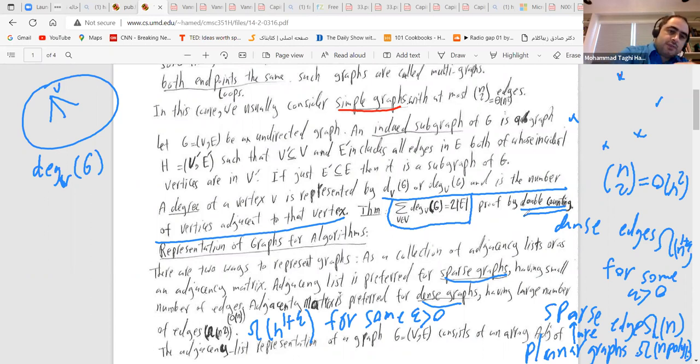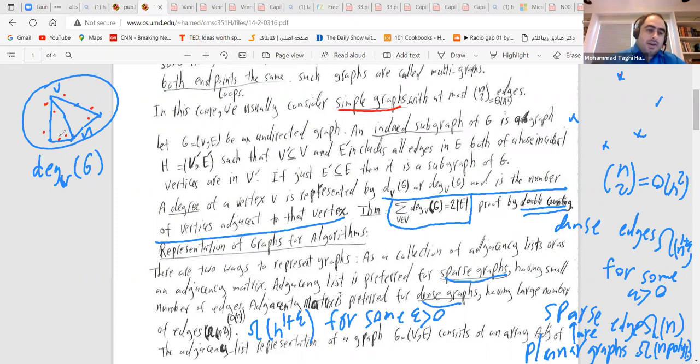Good. So let's do this one. Let's consider each vertex of the graph. And each vertex puts a token on the edges that are connected to it. Consider this vertex V. It is putting a token on each edge which is attached or adjacent to it. And this is another vertex, U. It is doing the same thing, putting one token. So every vertex is doing it.